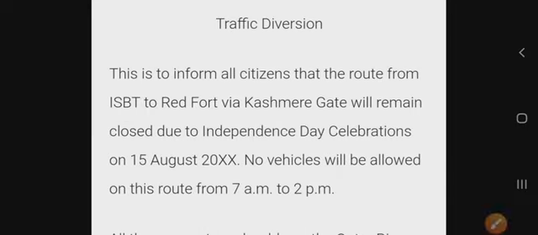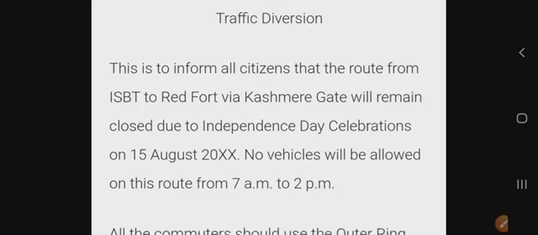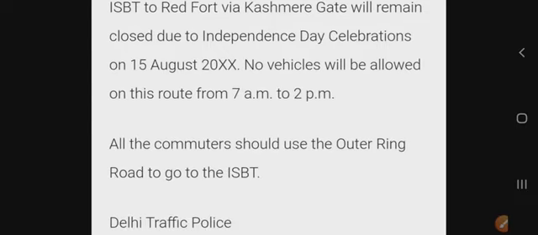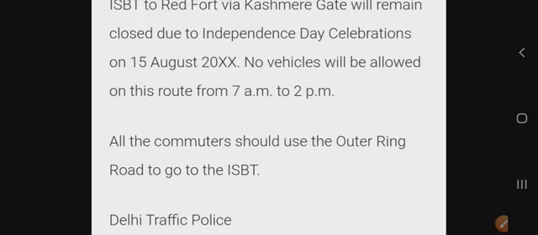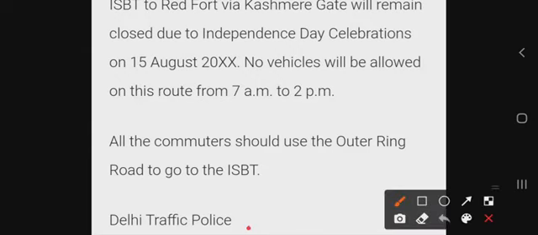This is to inform all citizens that the route from ISBT to Red Fort via Kashmiri Gate will remain closed due to Independence Day celebrations on 15th of August. No vehicles will be allowed on this route from 7 am to 2 pm. All the commuters should use the outer ring road to go to the ISBT. Delhi Traffic Police, meaning the issuing authority, should also come.